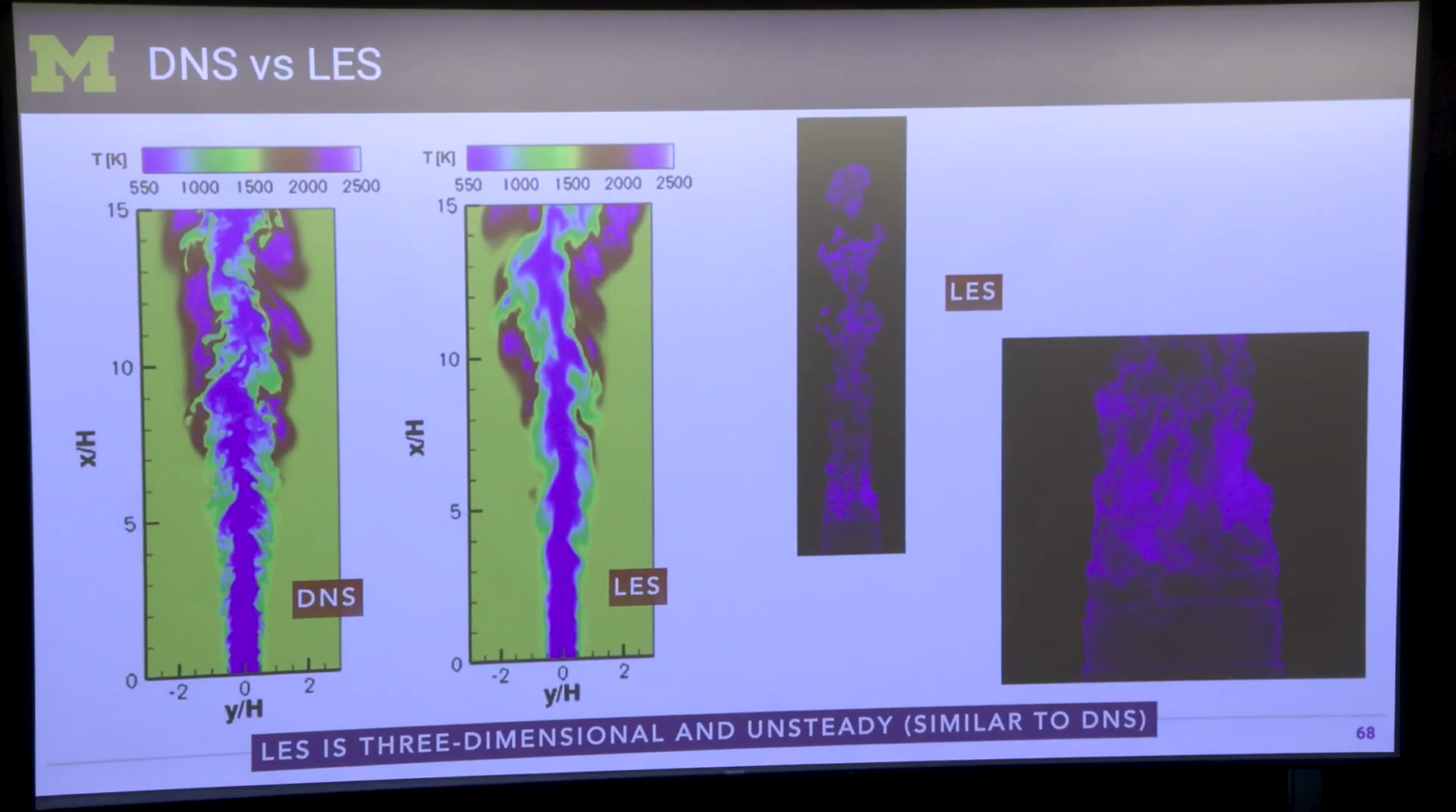On the right-hand side are also simulations. I think these are the last simulations I did by myself. Since then, I've had PhD students. At this point, I don't even know how simulations are done. I just talk about them. Yeah.